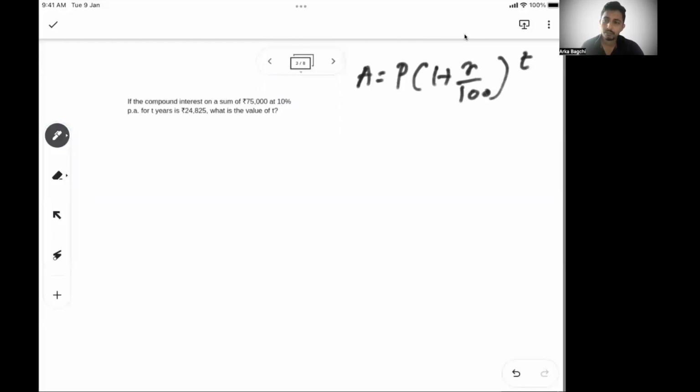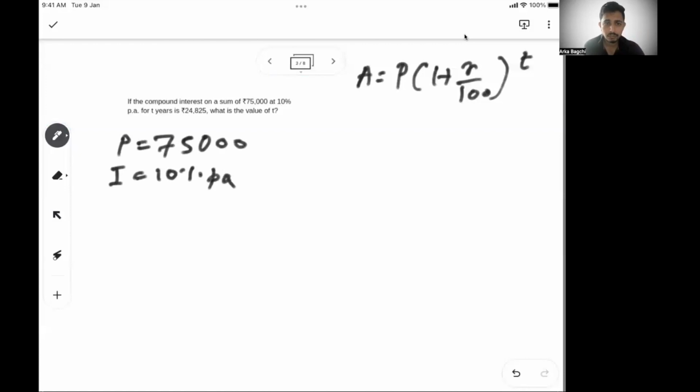If you have access to a calculator, you can use that. But let's try to see if you can do it some other way. So just apply the basic concept of compound interest. So your principal is 75K or 75,000. Interest rate is 10% per annum.